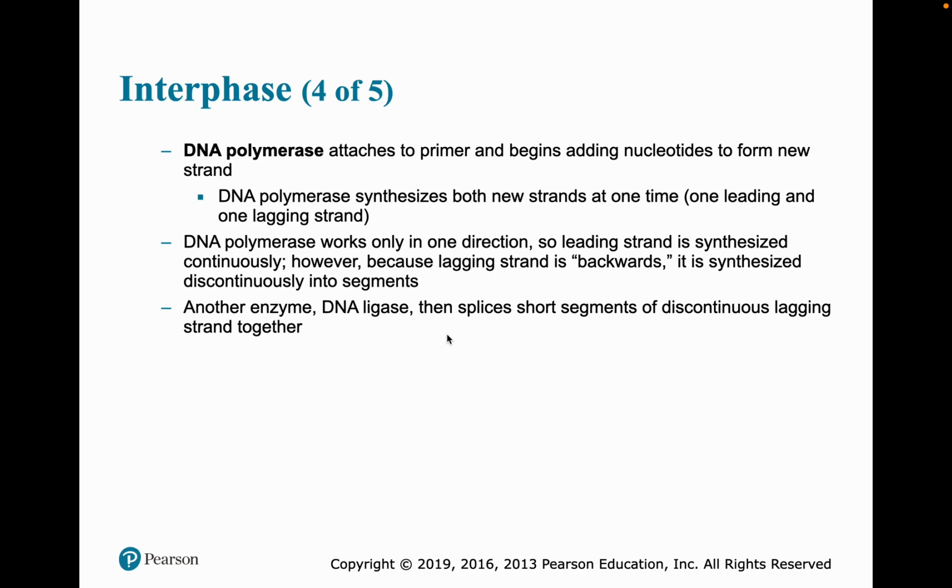DNA polymerase is the enzyme that attaches the new nucleotides based on the nucleotides that are present in the old strand. It synthesizes both strands at the same time, but both strands are not going in the same direction. One is a leading strand, it can go right along. One is a lagging strand, it takes a little longer, it has to work backwards. There's another enzyme called DNA ligase that will splice the short segments together, particularly in the discontinuous lagging strand.